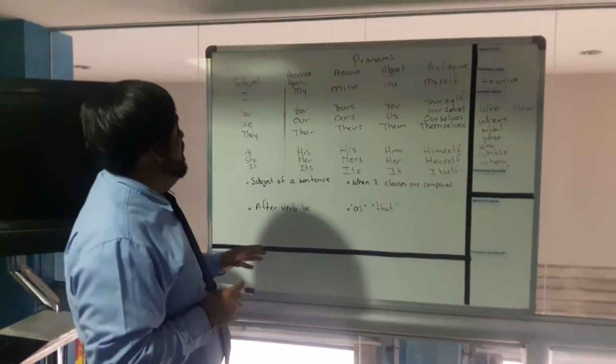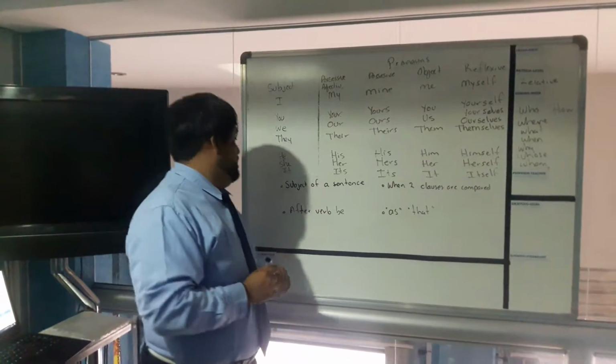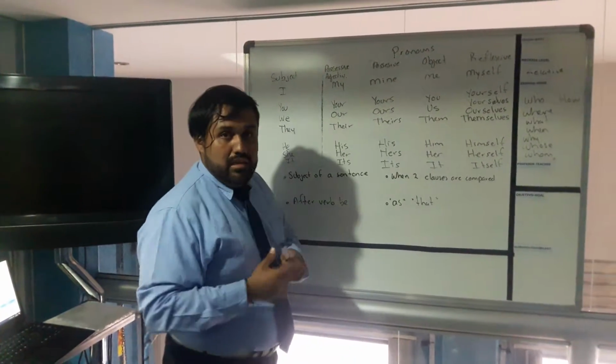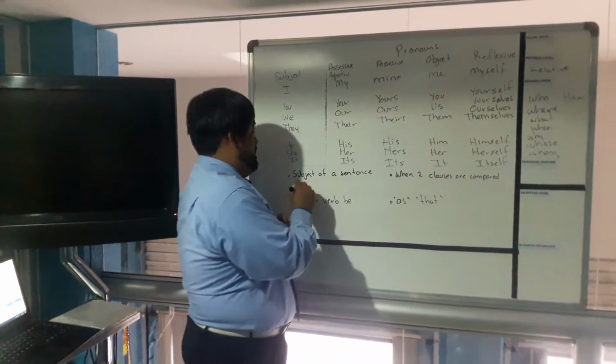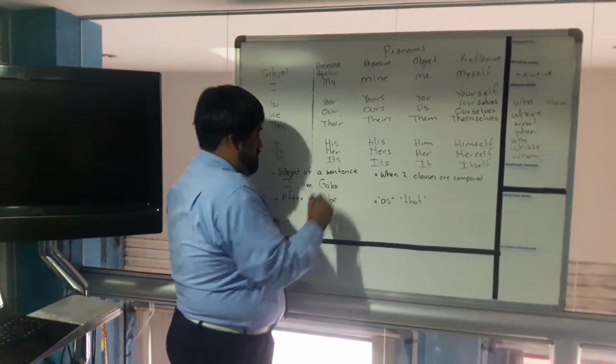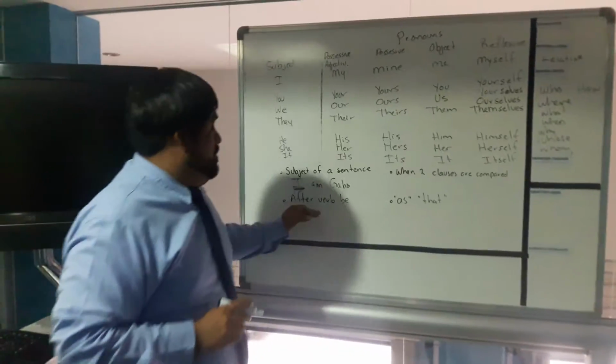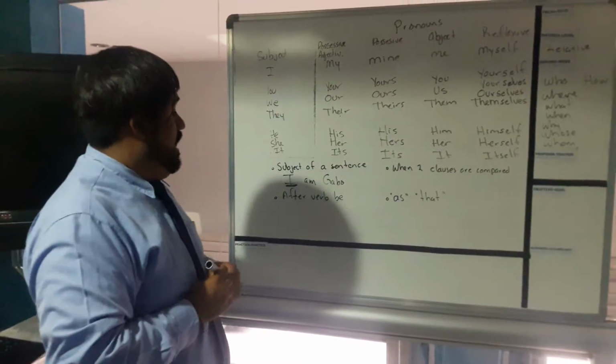So now, how to use subject pronouns? This is very easy. You use them when the pronoun is the subject of a sentence, for example, "I am Gabo." That is the subject here. You also use them after the verb be.